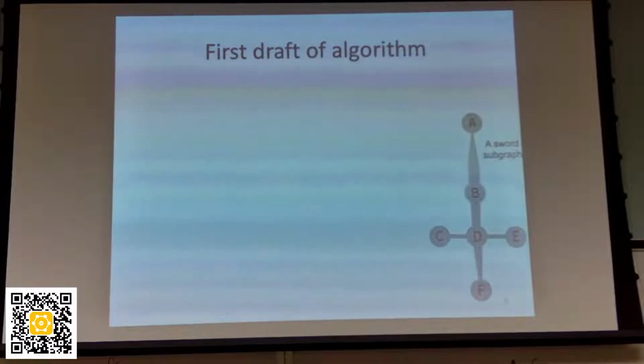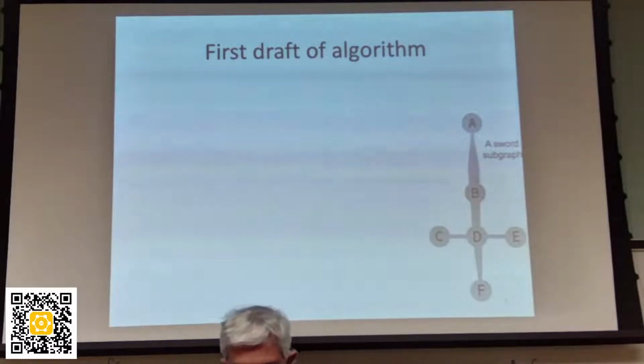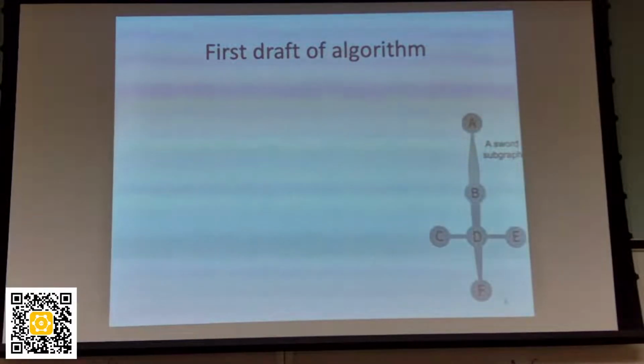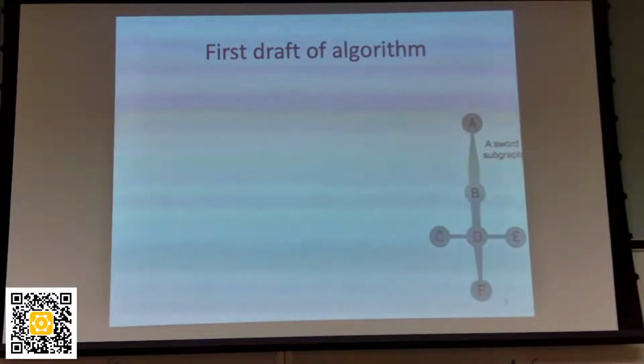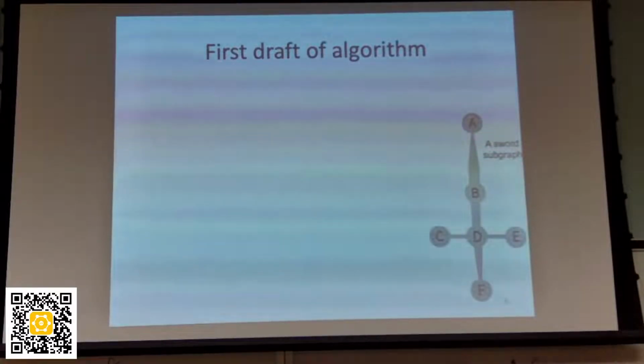Okay, so here's a first draft of the algorithm. And maybe even before I show this, why don't I ask you for one? What's the silliest, most ridiculous way you would solve the problem? Yes? Visit every vertex and see if you can construct a sword from that vertex. Okay. It's not detailed enough, but good.